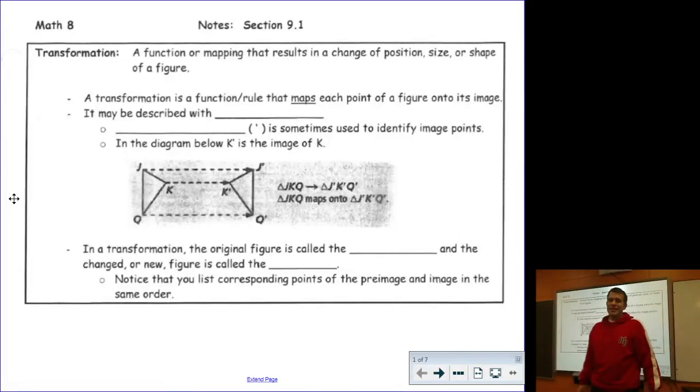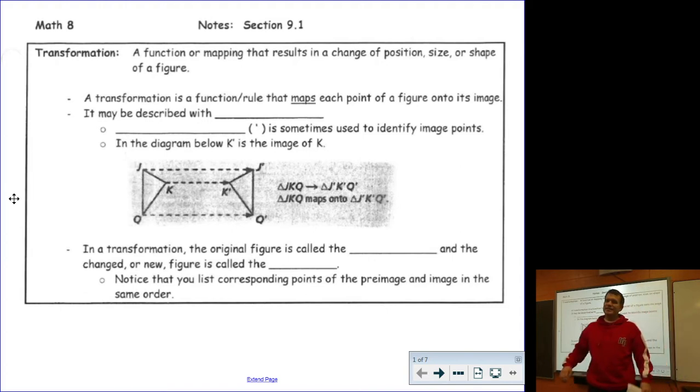All right, Math 8. We are starting Chapter 9. Chapter 9 begins several weeks on geometry topics. Probably carry us all the way through spring break or beyond. Chapter 9 is all about transformations, which maybe you've seen in the past, maybe you have not.